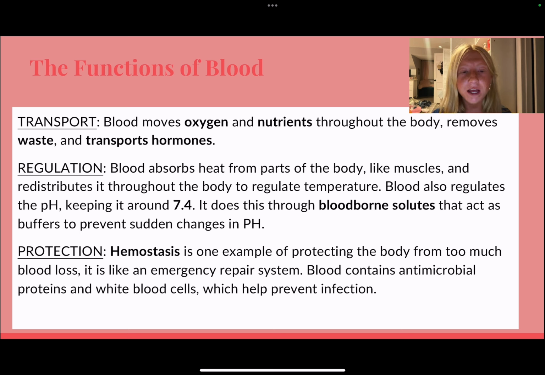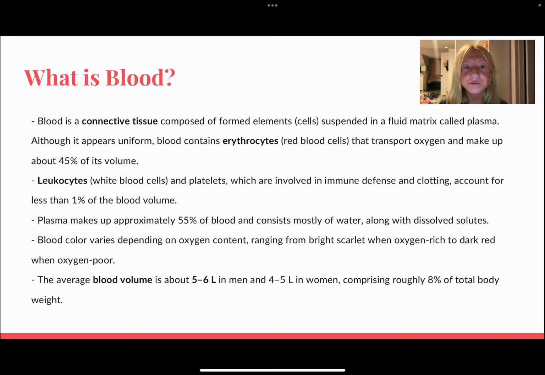For protection, hemostasis is one example, and it protects the body from too much blood loss. Blood also contains antimicrobial proteins and white blood cells, which help prevent infection.